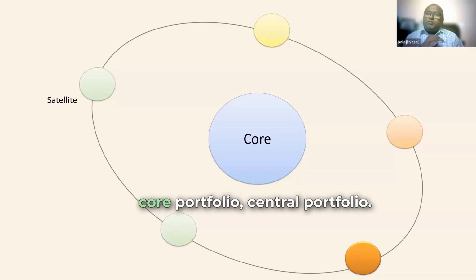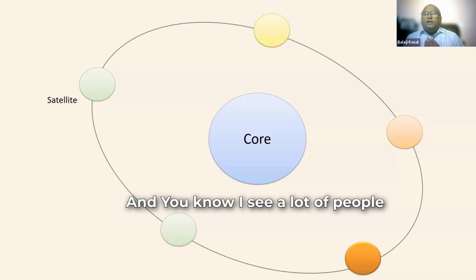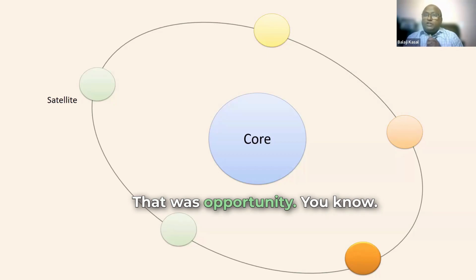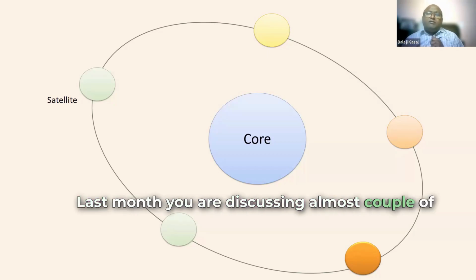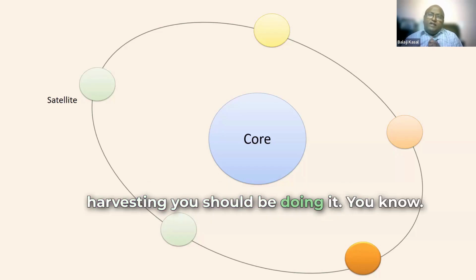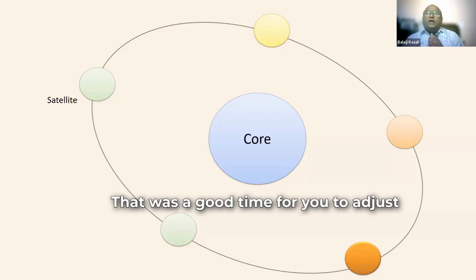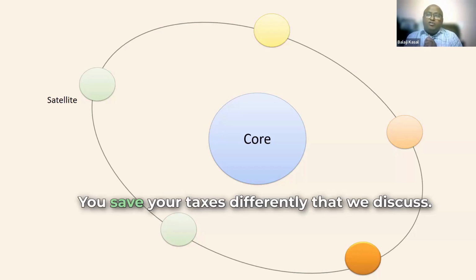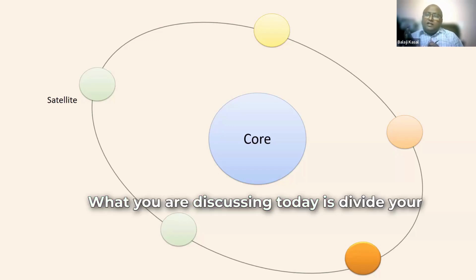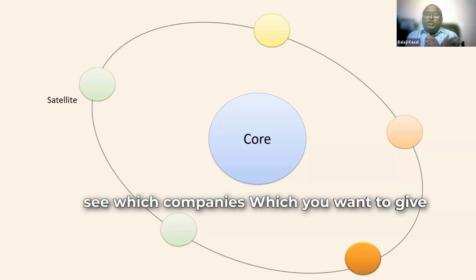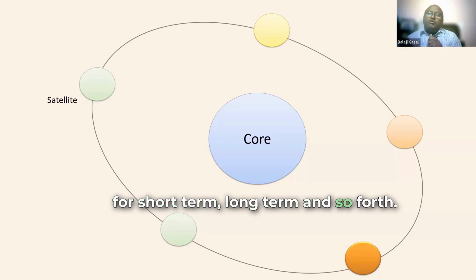Understand the division, core portfolio, satellite portfolio, and I see a lot of people also have dead stocks. Try to clean up. That was the opportunity. Last month we were discussing it almost a couple of times. We discussed managing capital gain tax, how you should be doing harvesting. That was a good time for you to adjust the taxation. Even if a loss is there, you save your taxes definitely. That we discussed. What we are discussing today is to divide your portfolio very well, into core and satellite, and see which companies you want to keep for short term, long term, and so forth.